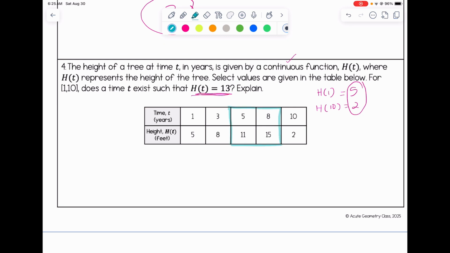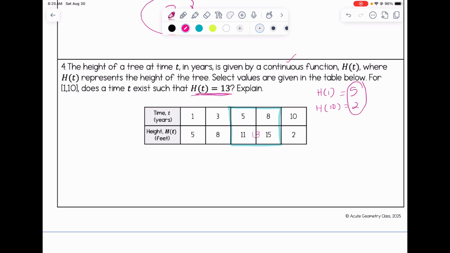If I take a look at my table of values and focus in on the points 5, 11 and 8, 15, I can see that we must have 13 somewhere in here, right? I don't know exactly what t value it occurs at, but I know that 13 must be passed on the function between 11 and 15.